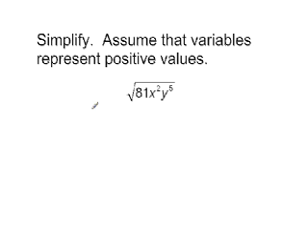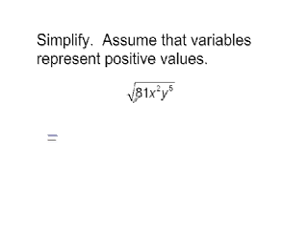Simplify. Assume that variables represent positive values. We are given the square root of 81x squared y to the fifth, and we will begin by breaking this problem up into the product of smaller individual square roots, radicals, using our product property.